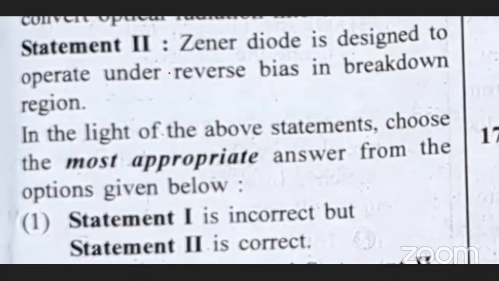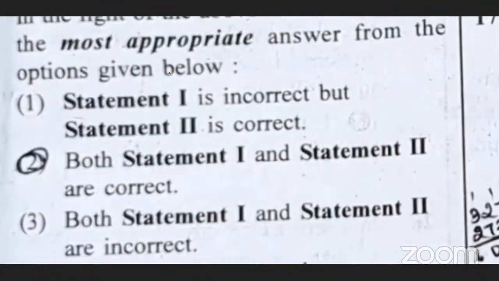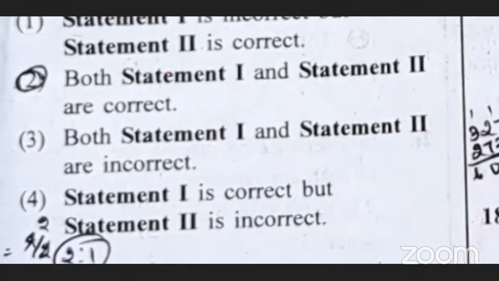So both the statements are true here. Yes, the photovoltaic device can convert light energy into electrical energy. And similarly, the xenon diode operates in a reverse bias condition. So both the statements are true. So both statements are correct. So that's the right answer.